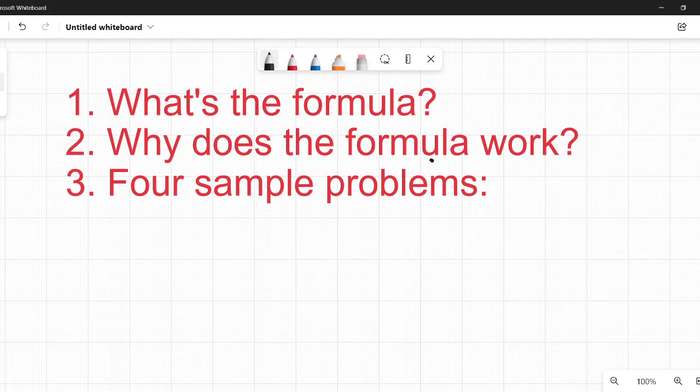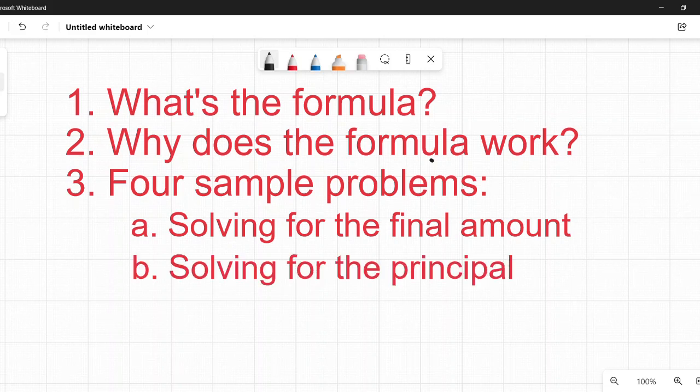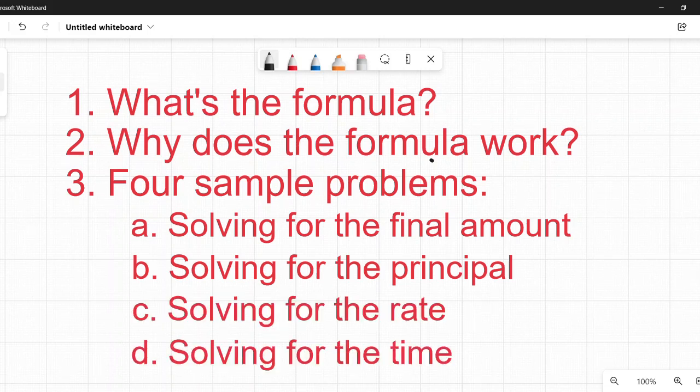The first one is going to be when you're solving for the final amount. The second one is when you're solving for the principal, what you started with. The third one is when you're solving for the rate. And the fourth one is when you're solving for the time. Especially those last 2, the method gets different. So I'm going to put markers below, so if you just have a question about one of those specifically, you can jump straight to that point because I know it's gonna be long.